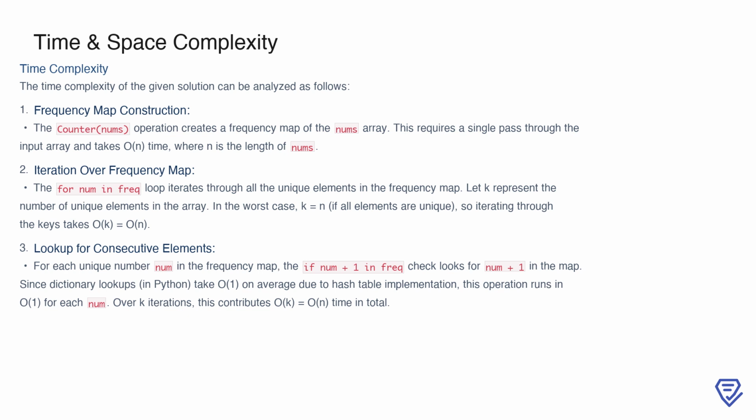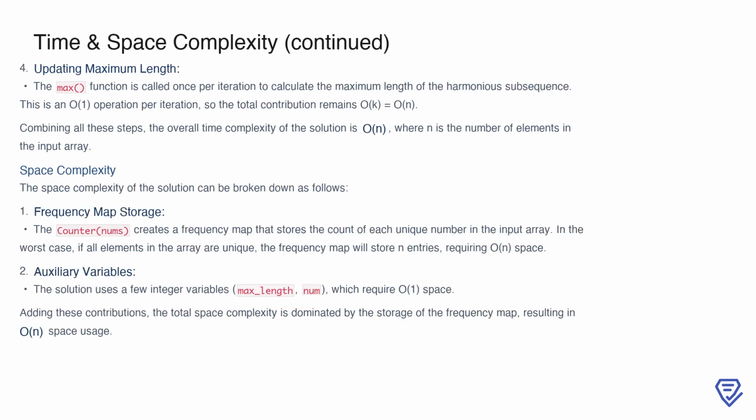Additionally, for each unique number, we check if its consecutive number exists in the frequency map using the if number + 1 in frequency condition. Thanks to Python's efficient hash table implementation, this lookup is an O(1) operation on average. Since we perform this check for every key, the total contribution of these lookups is O(k), which again simplifies to O(n).